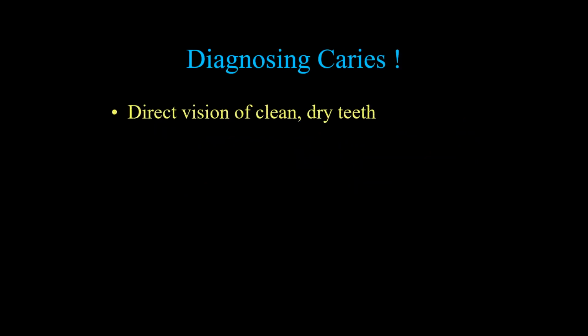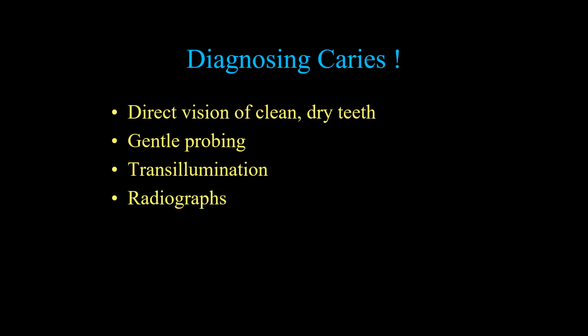So how do we diagnose caries? The diagnosis of caries is actually made through a combination of clinical examination and radiographs. First, we have to clean and dry the teeth and clinically examine them, which we can do by gentle probing on all the surfaces of the tooth: the proximal, occlusal, buccal, lingual. We can also diagnose caries by a method known as transillumination. In transillumination, we direct a bright light through the tooth surface, and if there is caries present in the tooth, it will be seen as dark areas.